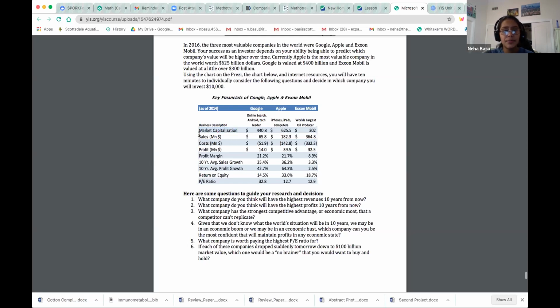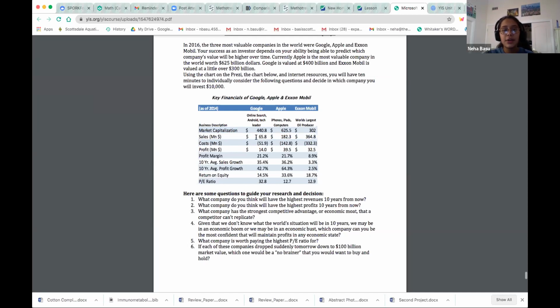And these are some metrics that you can use to find the profit. The sales are going to be your revenue. Here it's 65.8, and this is going to be, I think, in millions of dollars. So it's not just $65.8, but it would be $65.8 million. And the costs are going to be, as implied, the cost of production, things like that.